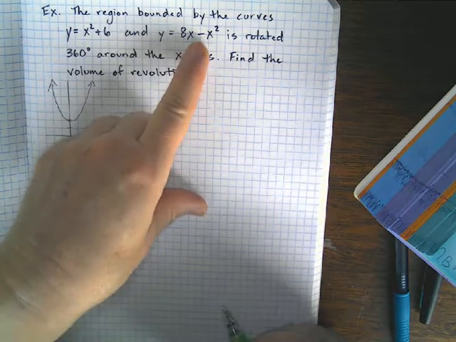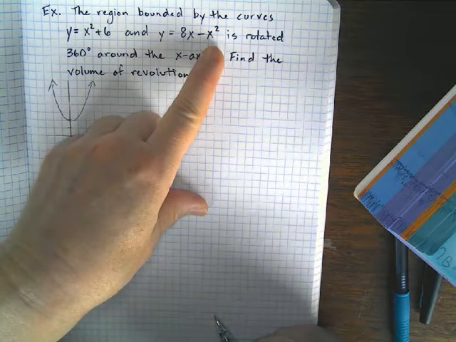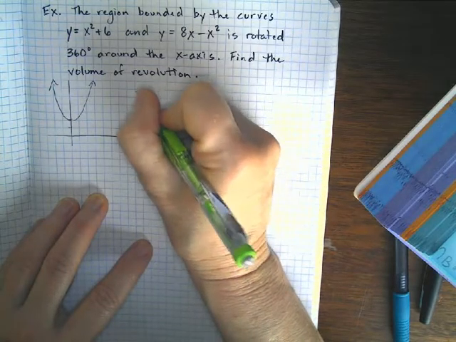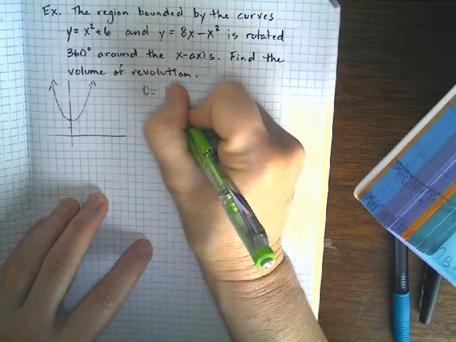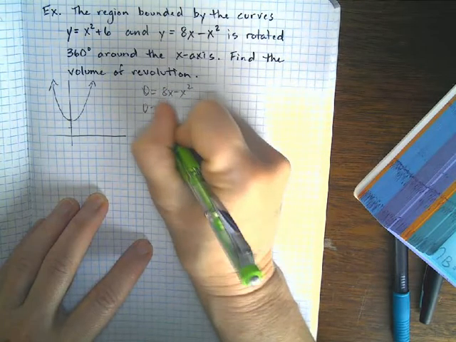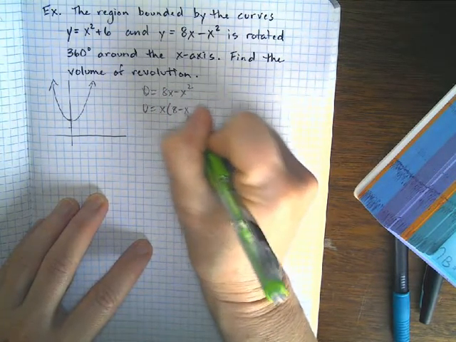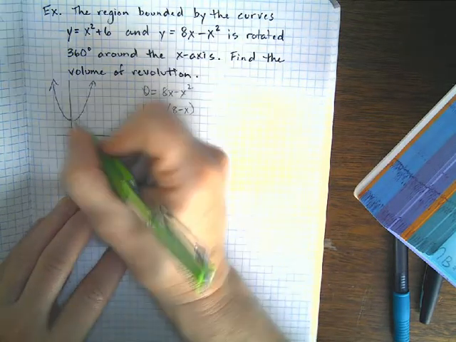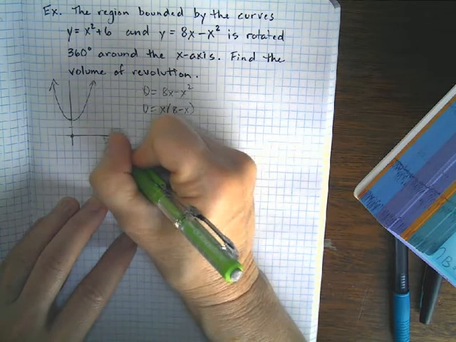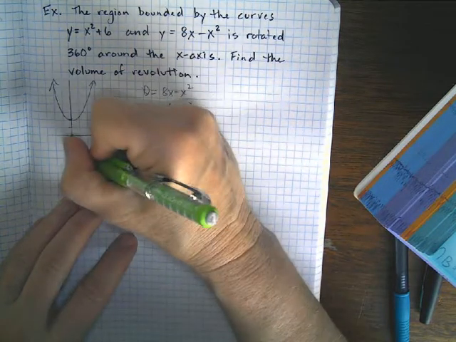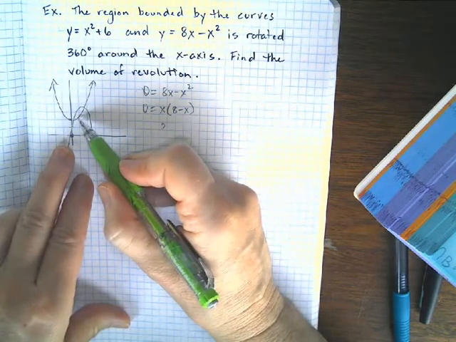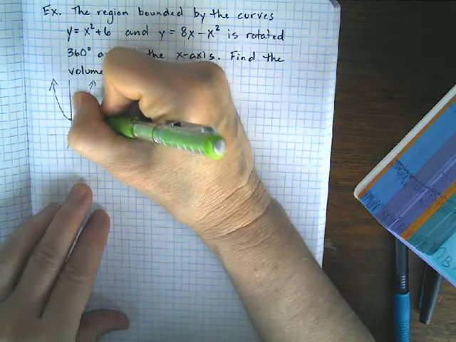This one has a minus x squared, so it's going to be upside down. I could factor that: 0 is equal to 8x minus x squared, so 0 is equal to x times 8 minus x. So my x-intercepts are going to be 0 and 8. Let's say 3, 6, whatever, and it's going to be upside down, something like this. A little tiny region is going to be overlapping.